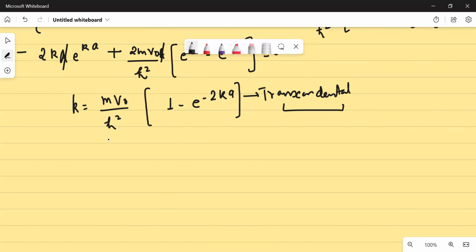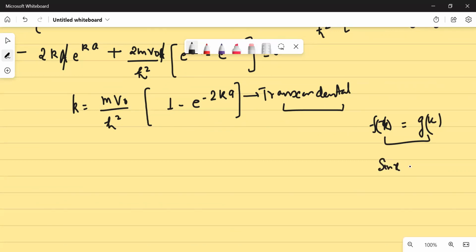So if at all you are not able to find where this k is, what will be the solution? Let's say this is your function f(k) to the right, and to the left you have a function g(k). Wherever they both coincide, that will give you a solution. I will explain it with an example.